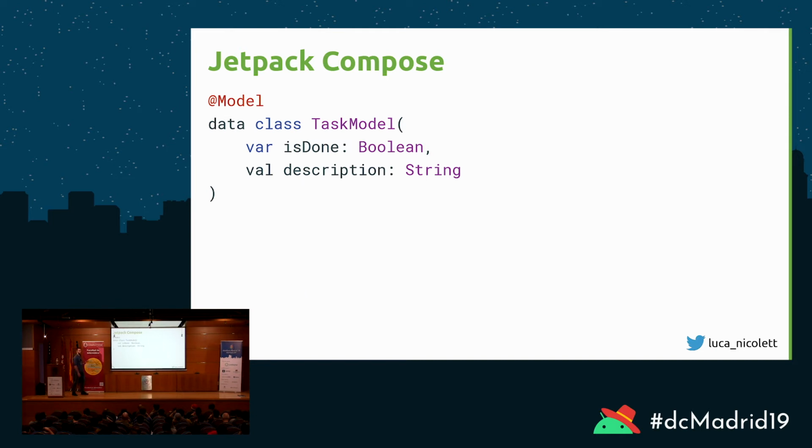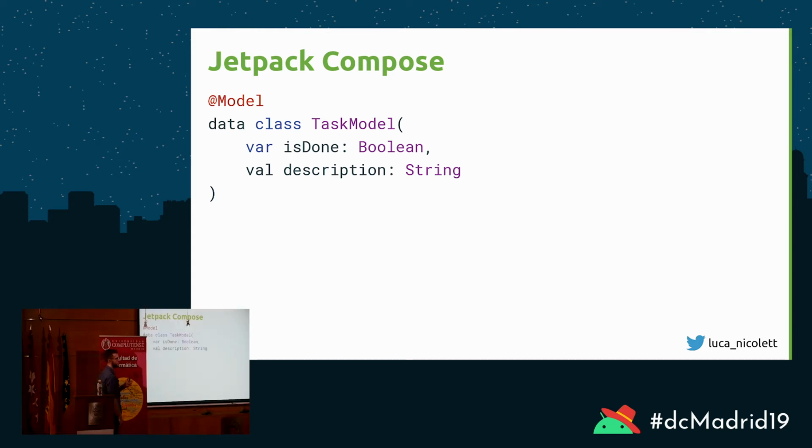Here is an example. As you can see here, there's a var and a val. Pretty sure every one of you knows the difference. So it's a Model annotated class. Compose will observe only the isDone variable and will ignore the description, as it will never change. Once isDone is changed, the composable function that is referring to this property will be recomposed.